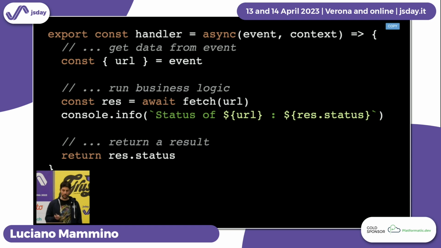So the code is very simple. We just get the URL from the event. We expect that to be a property in the event. We use fetch to do a request. We console log that we are doing that request and that we got a certain status. And finally, we return that particular status.